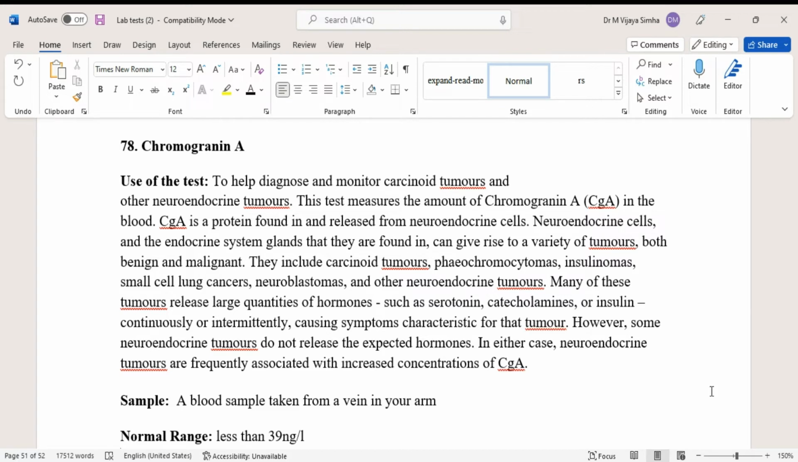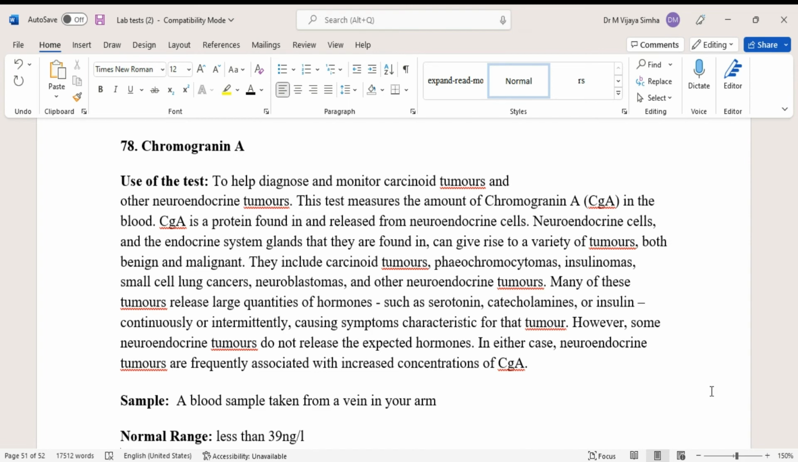Many of these tumors release large quantities of hormones, such as serotonin, catecholamines, or insulin, continuously or intermittently, causing symptoms characteristic for that tumor. However, some neuroendocrine tumors do not release the expected hormones. In either case, neuroendocrine tumors are frequently associated with increased concentration of chromogranin A.